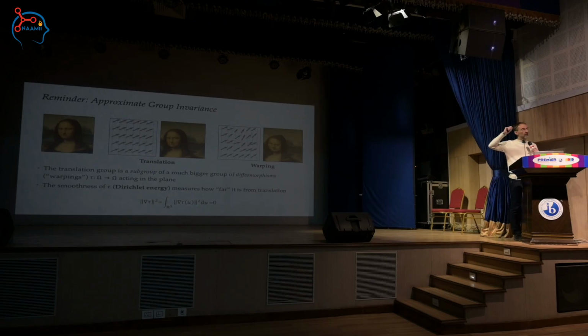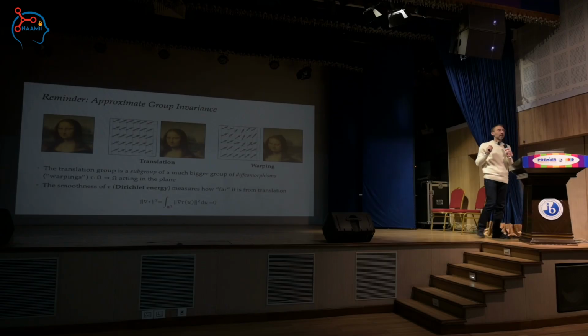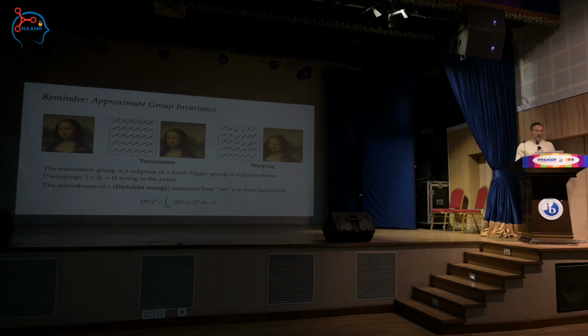If I have something that looks approximately like a shift, its Dirichlet energy will be small. And if I have something crazy, then the Dirichlet energy will be large. So we can use this as a kind of metric that measures the distance from the group. So I now have a bigger class of transformations, and I can tell how far each is from being a shift.